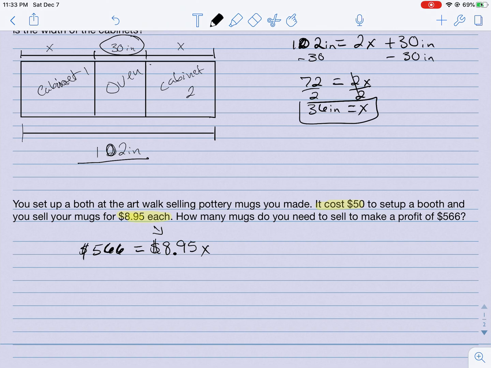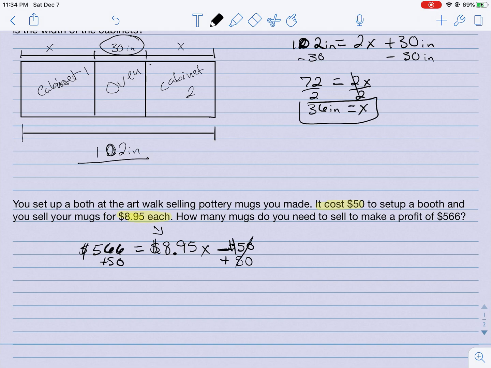Okay, then the other thing is we have to pay $50. So if we have to pay $50, that's going to be minus. So when it costs you something, that's a negative amount. So you have your $50 right there. So to find our profit is going to be the number of mugs we sell minus that $50. So two-step equation, we have to undo the subtraction first. So we have to add $50 to both sides.